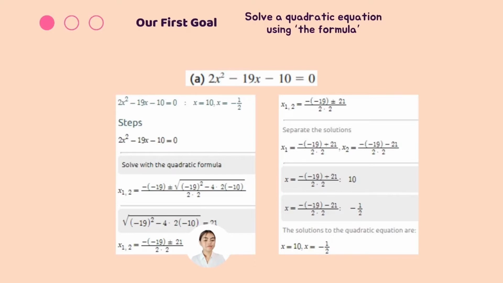And then negative 4 times 2 is equal to negative 8, and negative 8 times negative 10 is equal to 80. So 361 plus 80 is 441. So the square root of 441 is 21. As shown on the screen, the total is 21. So notice the plus and minus symbol. We need to break this up into two parts.